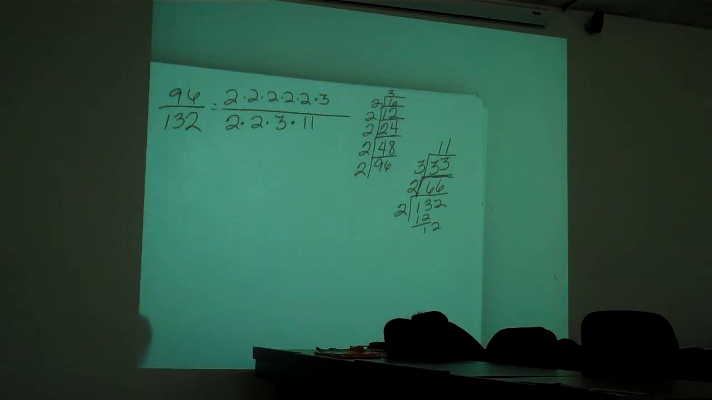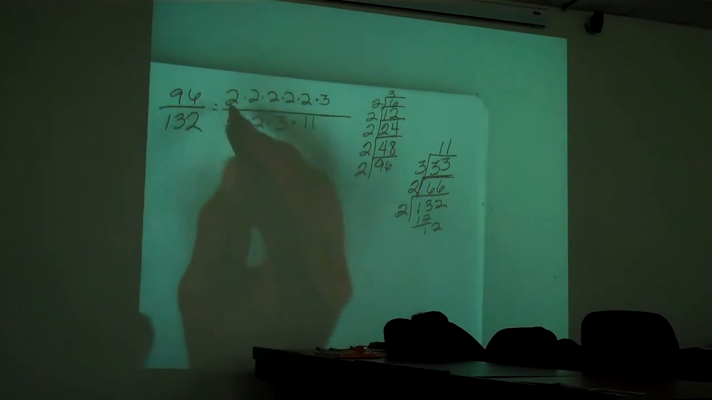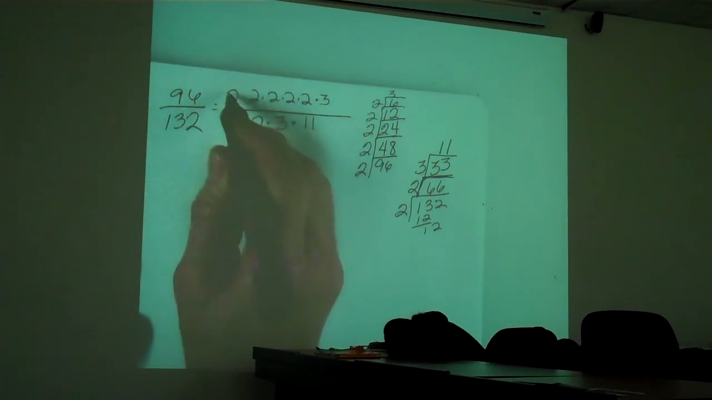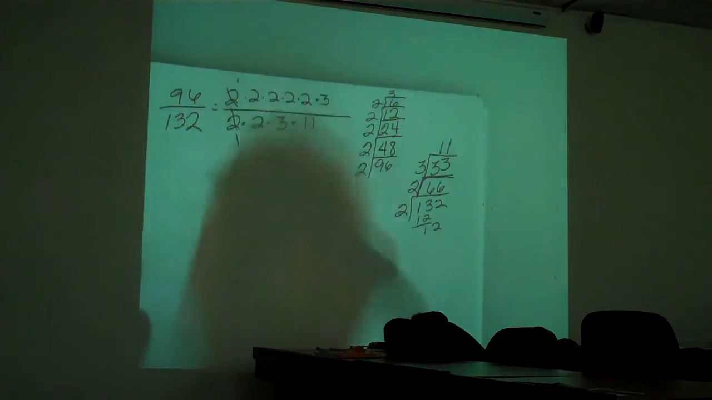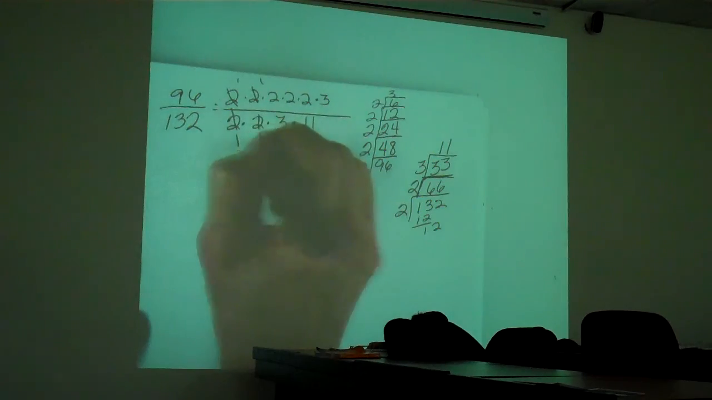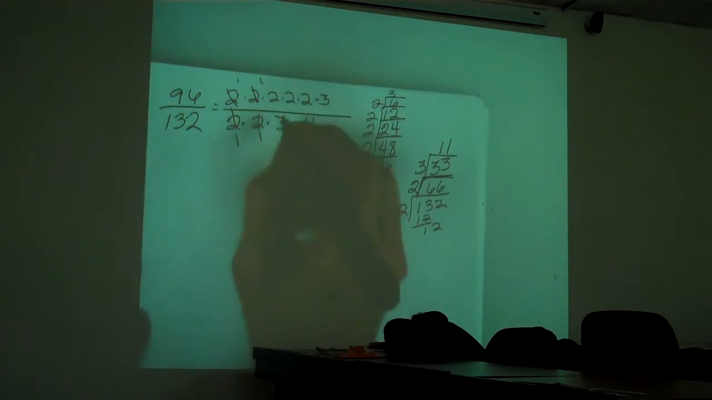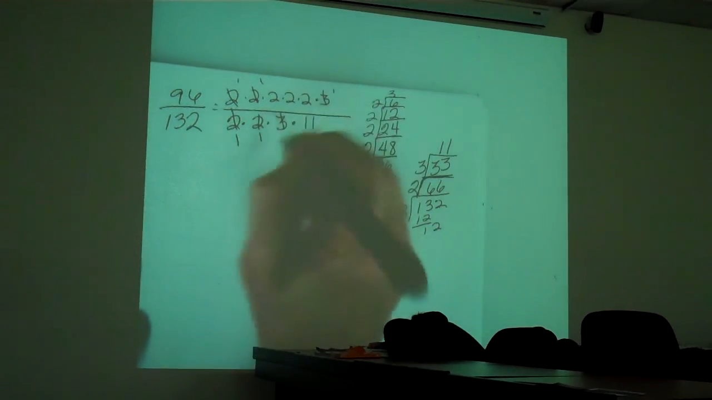Okay, so the top, we're going to divide by 2, by 2, 2, and the bottom by 2, 2, another 2, and a 3.